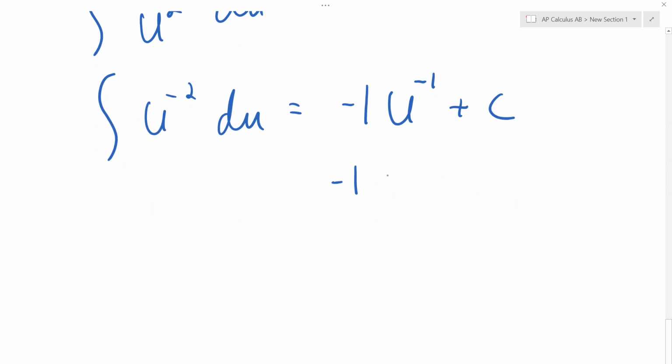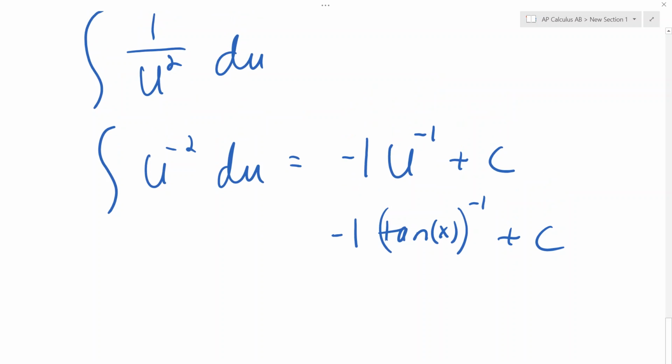Wait, why wouldn't you do that ln? Why don't we do ln here? ln only happens when it's u to what power? To the first. U to the negative first. Right? We had u to the negative second. So that's not ln, that's just power rule. Yeah, just because there's something in the denominator doesn't mean you're doing ln. It has to be specifically u to the first power down there.